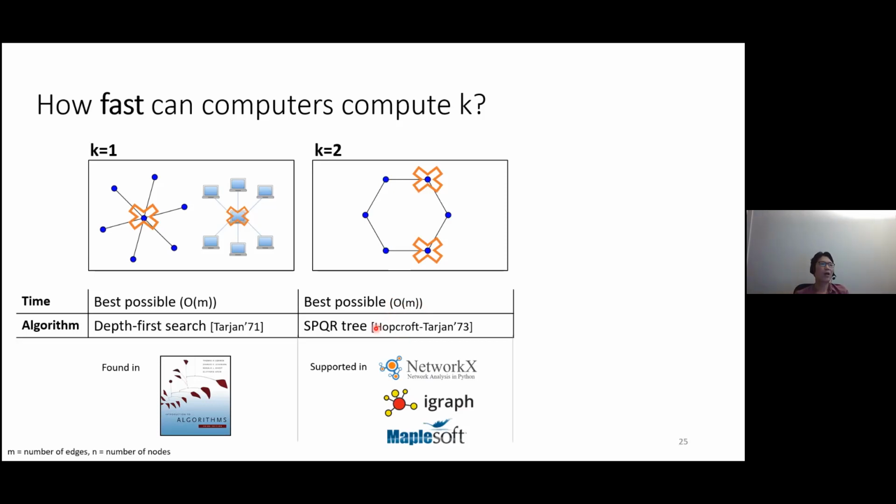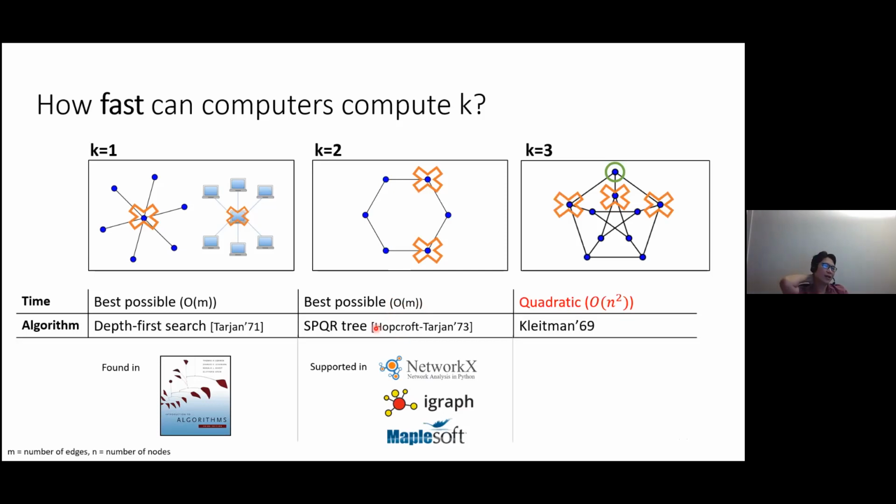Now for k equals 3, you actually have to go back a few years before Tarjan and Hopcroft. This is due to Kleitman, but the best running time now is not linear anymore. It's n squared, what I call quadratic. And as I made the point before, think of a graph with 10 million nodes. This could be 10 million times slower. If the linear time takes 1 millisecond, maybe this takes 2.5 hours.